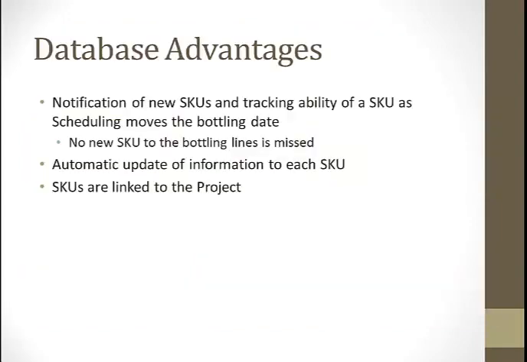There were some important advantages brought about by this database. First off, the database was able to notify as new SKUs hit the bottling lines. Also, the database was able to track a SKU as it goes through its lifespan. This meant no new SKU hit the bottling lines without being reported by technical services. Next, because SKUs and projects are linked, all SKU information was automatically updated by the project. This decreased the amount of time typing into the database significantly.